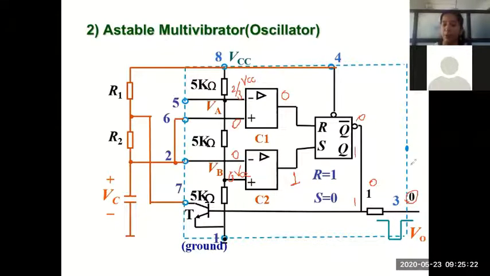If Q is 1, Q bar is 0 and the final output can be in one state. So let's assume the output is in one state initially. See, in this circuit, the output can be imagined to be either in a high state or a low state initially. It doesn't matter because this happens in the beginning. Within a few microseconds, it will change its state. So according to our analysis, the output is in one state initially.